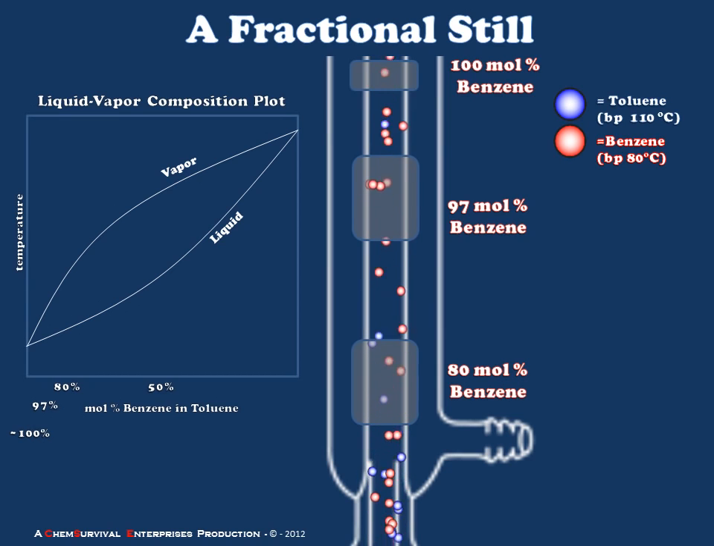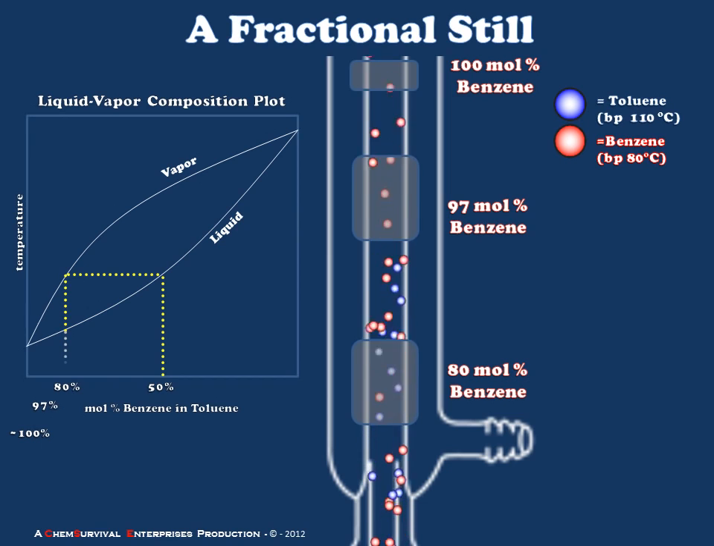So what we're really achieving here is the same effect as multiple distillations, but we're only running a single distillation using a fractionating column. If we look back at our liquid vapor composition plot, starting from a 50 mole percent mixture of the two, we expect that a single distillation should yield an 80% pure distillate. If we were to run a second distillation, we would expect that we would have a 97% pure distillate. And if we were to again collect that and redistill it once more, we expect to have a situation where we have essentially 100% pure benzene.